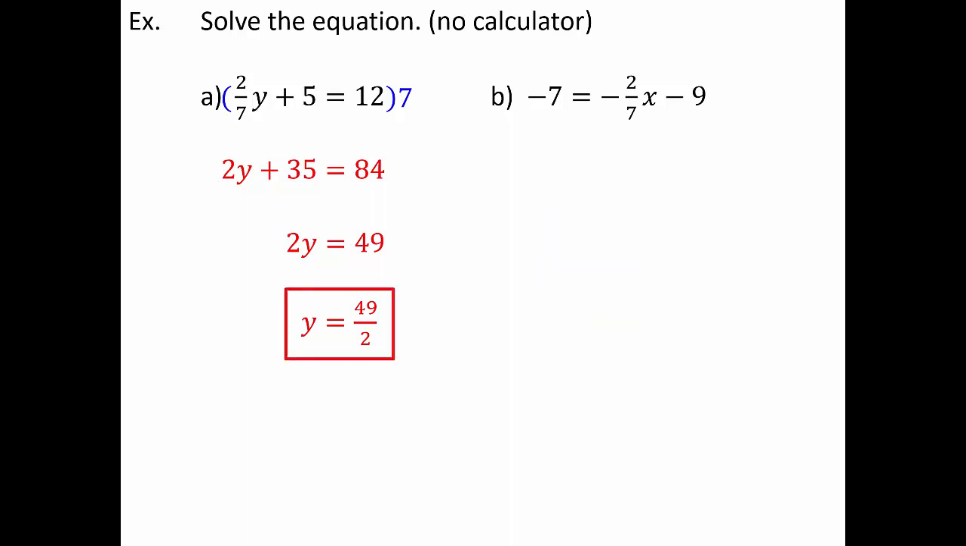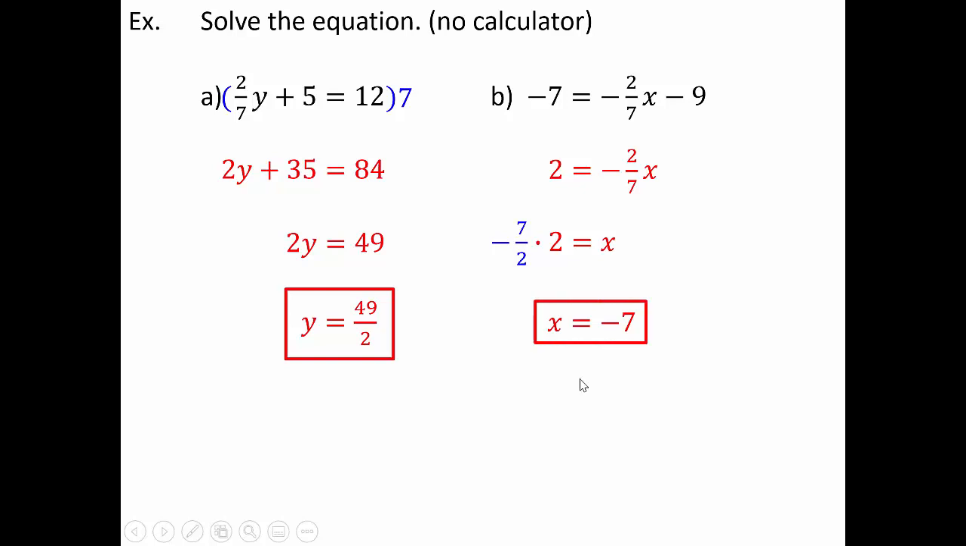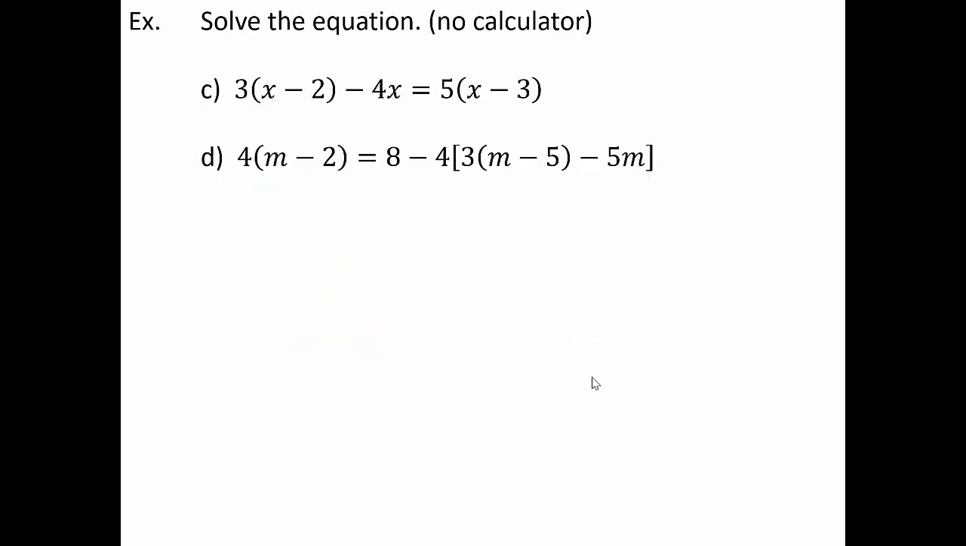We could multiply the whole thing by 7 if you wanted to, but again, I think it's easier just to go for it. Add 9 to both sides, and then multiply both sides by negative 7 over 2. It's going to get rid of the fraction on the right, and on the left, notice the 2's will just cancel out, leaving negative 7. Final answer.